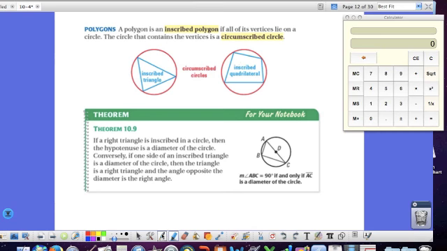Theorem 10.9. If a right triangle is inscribed in a circle, then the hypotenuse, that's the hypotenuse, is the diameter of the circle. Conversely, if one side of an inscribed triangle is the diameter of a circle, then you know that the triangle is a right triangle. And the angle opposite the diameter is a right angle.